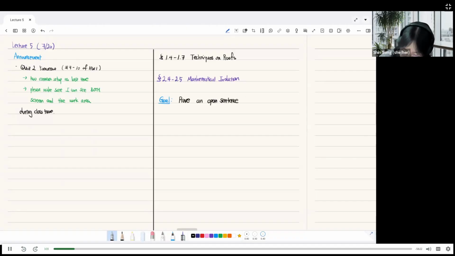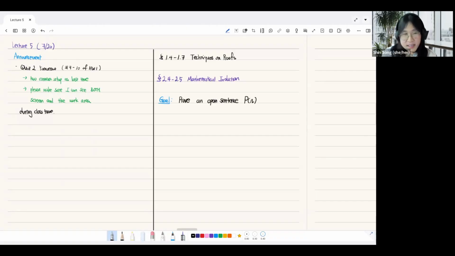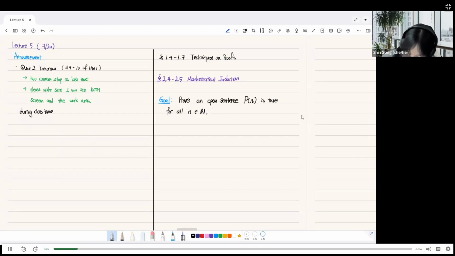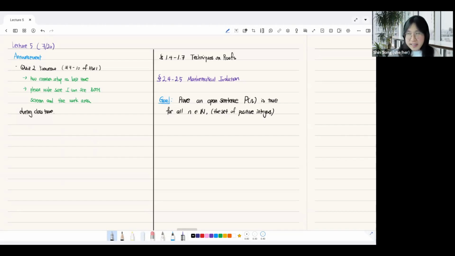So what was this? This was some statement that depended on n, and then we want to prove that this is true for all n inside the natural numbers. Okay? So our universe is the natural numbers, and then I want to prove P(n) for every integer n. And for us, this is the set of positive integers. So our n will most of the time start with 1.